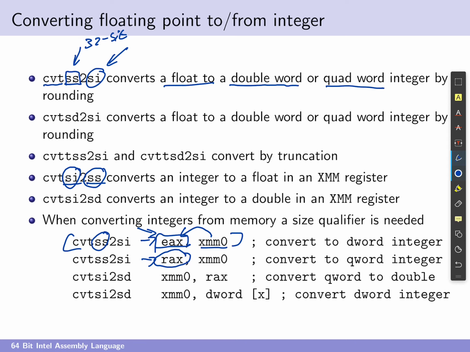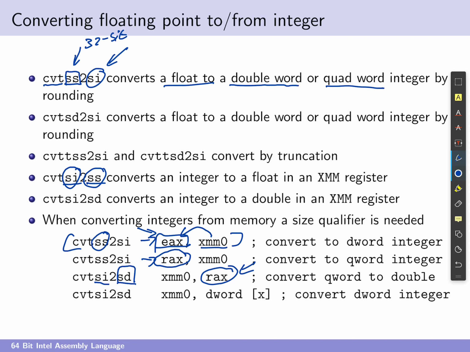Okay, so you'll see at the bottom here, I'm converting from an integer into a double floating point number, because it's a scalar double, and it's going to convert from a 64-bit integer into a 64-bit double because we're dealing with a 64-bit integer register.